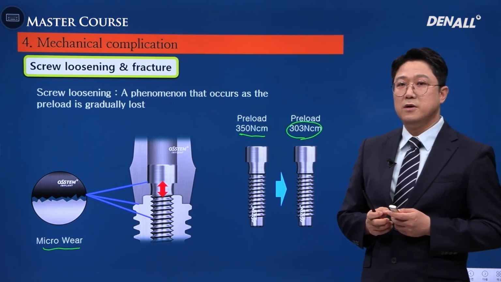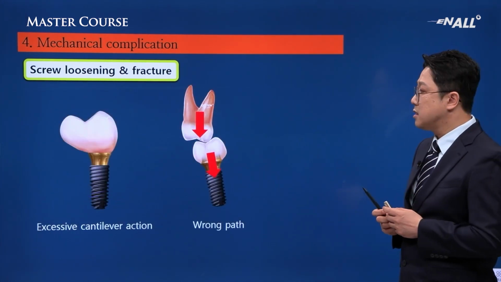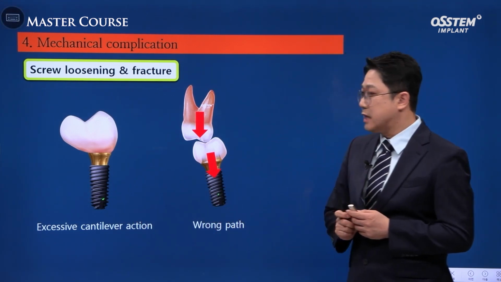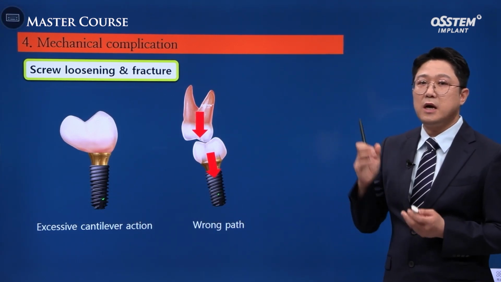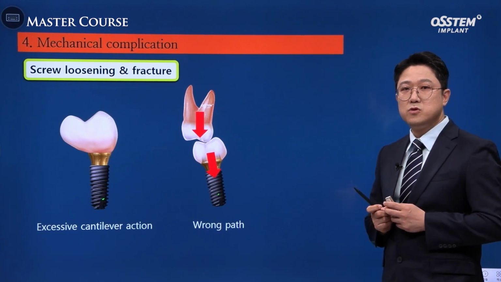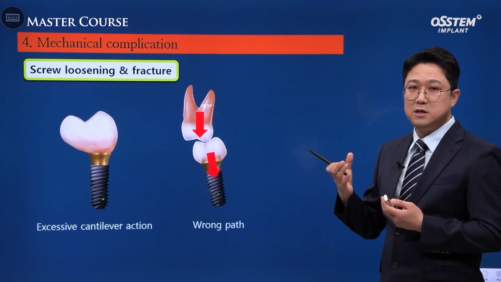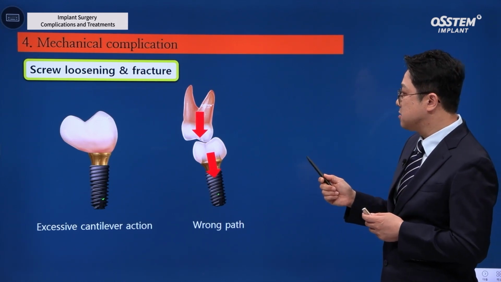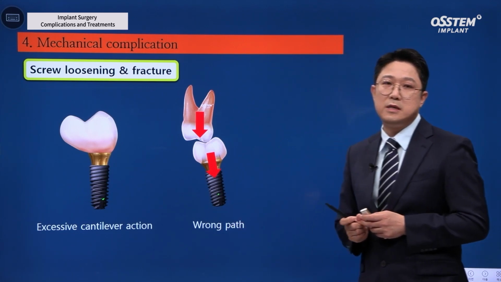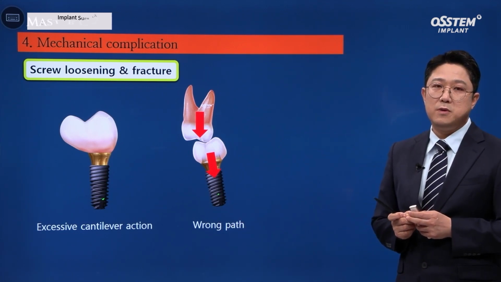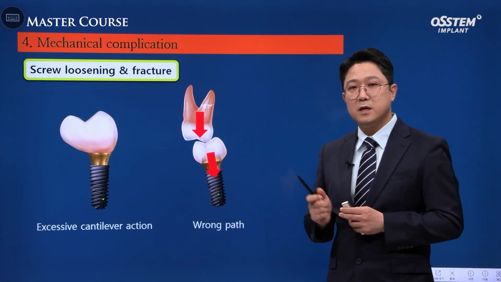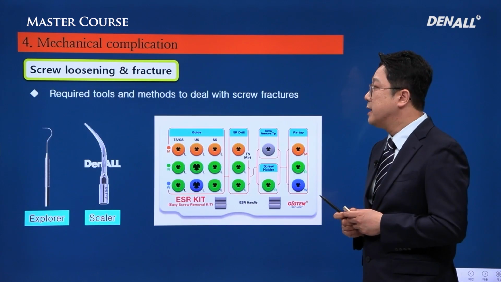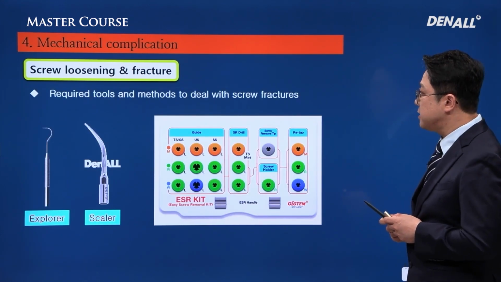In implant treatment, when you provide a cantilever-style prosthesis, or if the implant placement angle is not ideal, screw loosening can occur repeatedly. This is related to implant position, and in the case of screw loosening, you need to look at implant positions. When you place the implant, you need to place it in an ideal position, and when there's a screw loosening, you need to remove it.